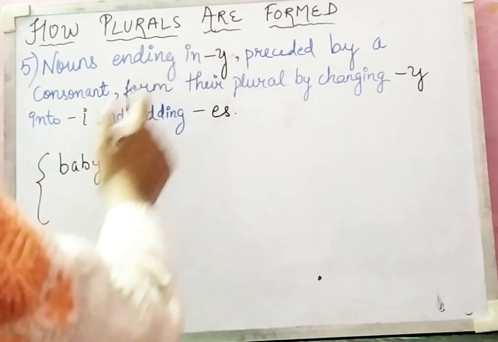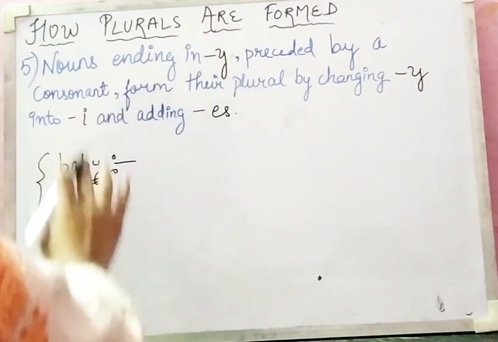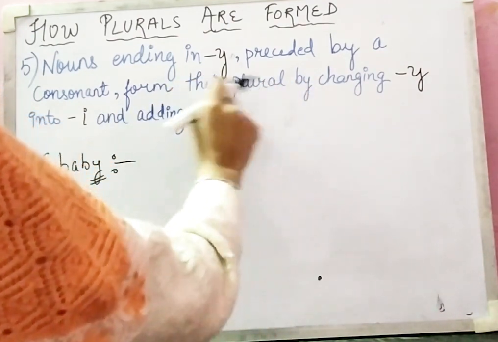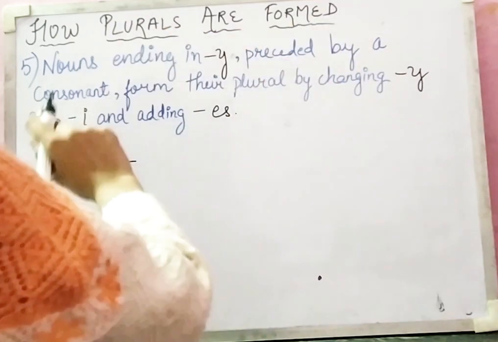The noun ends with y. This is y. The noun ends with y. Is this much clear? And then they are saying that we can make plural by changing y into I. Y को I में change करना.